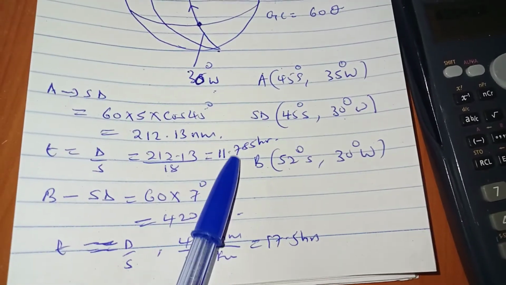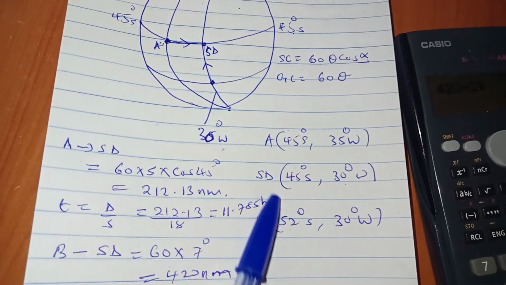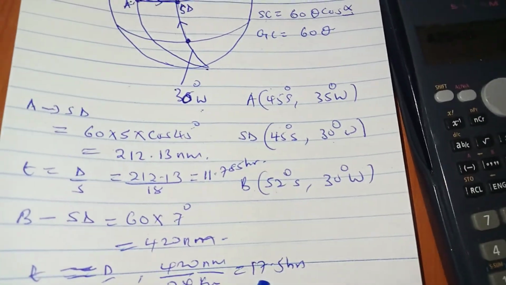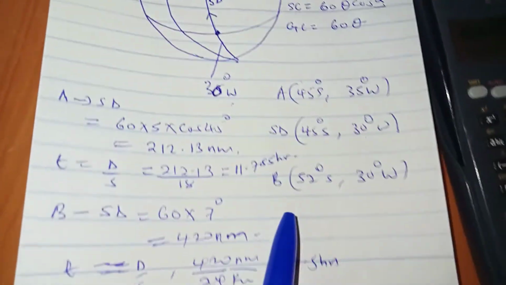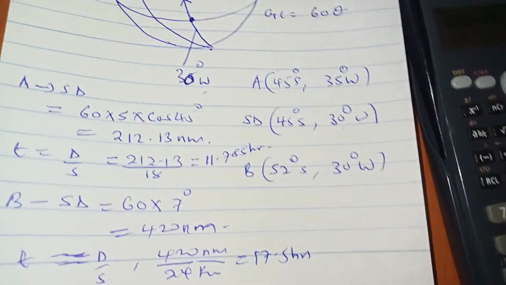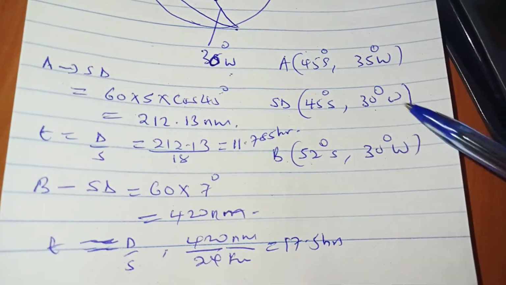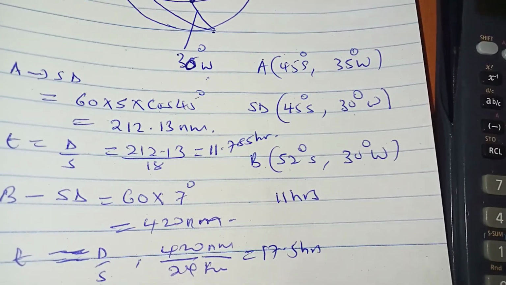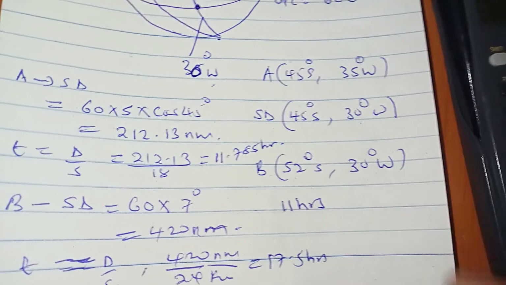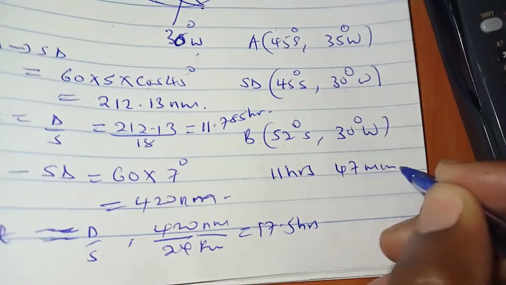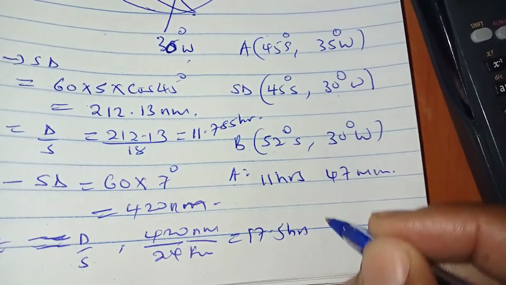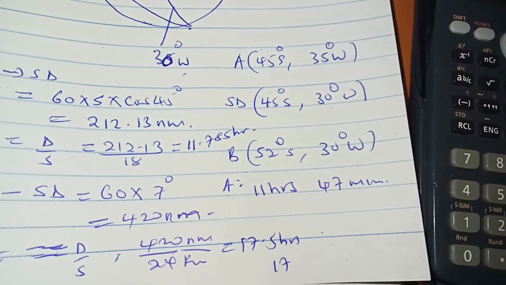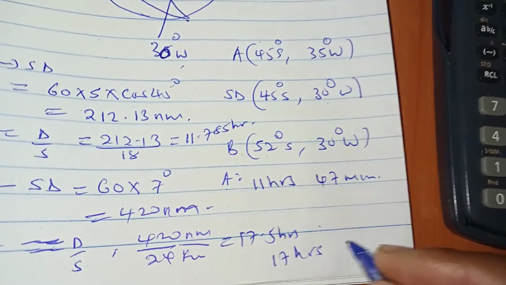So the rescue ship A steamed towards the ship in distress for 11.785 hours, and B steamed towards the north where the ship in distress was for 17.5 hours. So we can write the first answer as 11 hours, and we convert those decimals into minutes. We have 11 hours 47 minutes. Then this is for the A part. Then B was 17 hours 30 minutes, right? 17 hours 30 minutes.